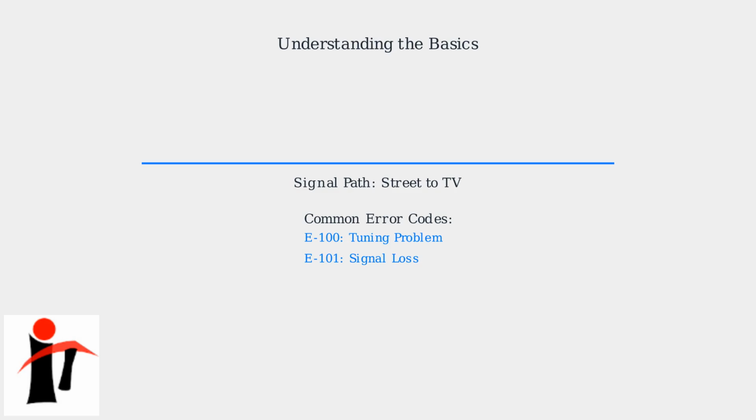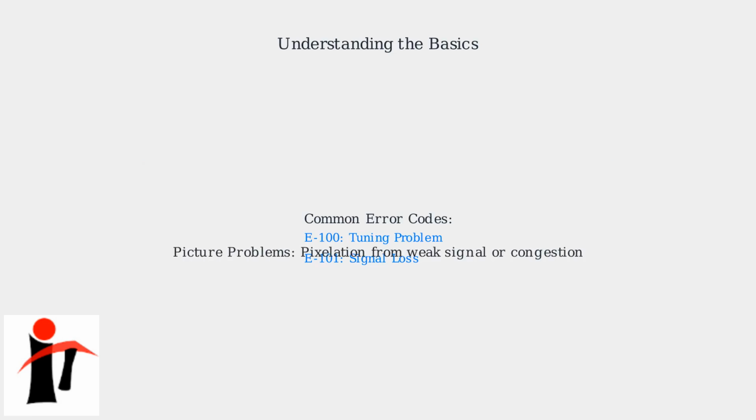your TV. Error codes like E100 for tuning problems or E101 for signal loss are your box's way of telling you what's wrong. Picture problems like pixelation usually stem from weak signal strength or network congestion.